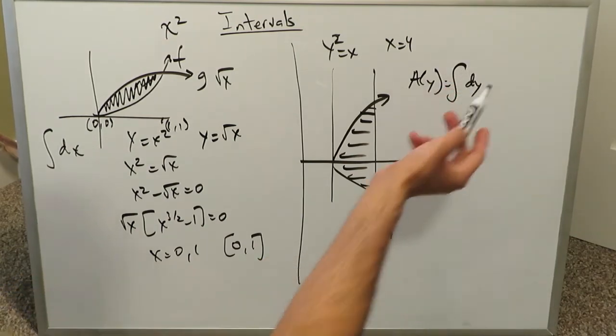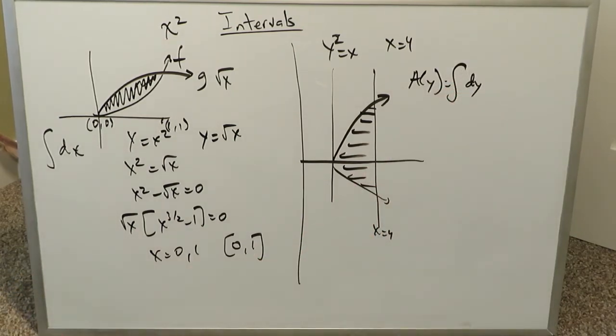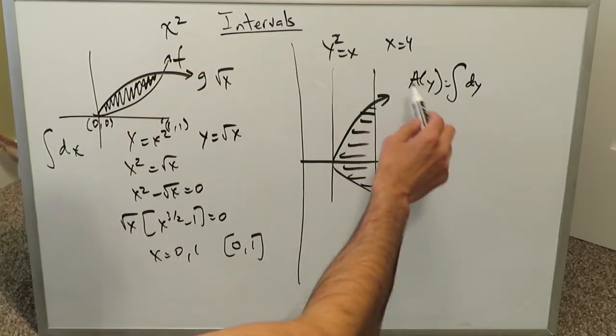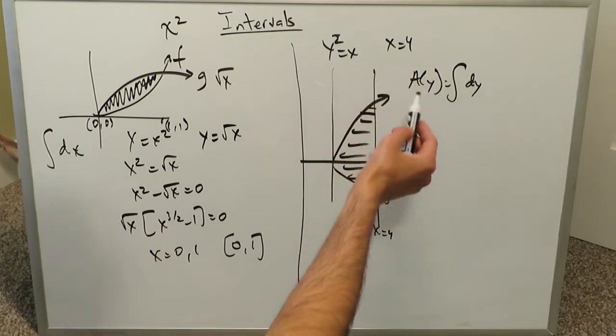You have to find your upper and lower limit. How do you do that? Again, it's the same procedure. You make these equal to each other. But remember, when you're looking at everything with respect to dy, your equations have to be in the x equals format.